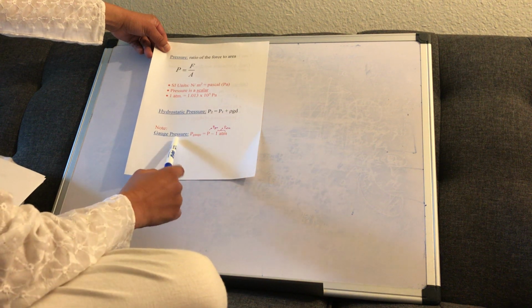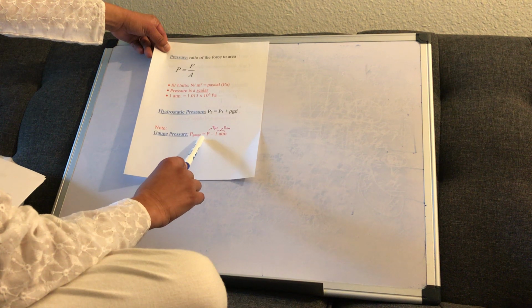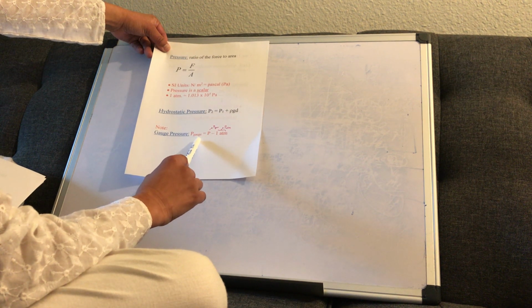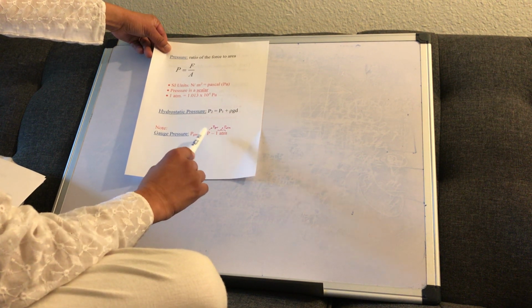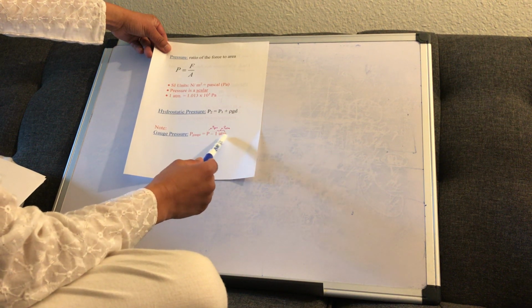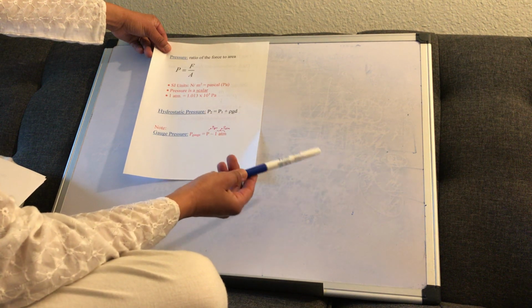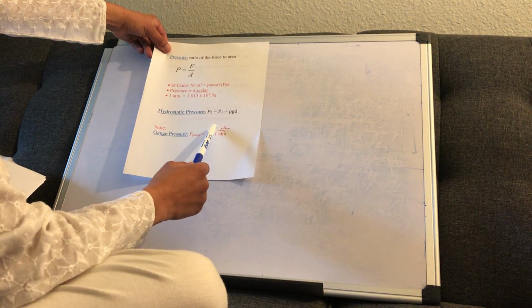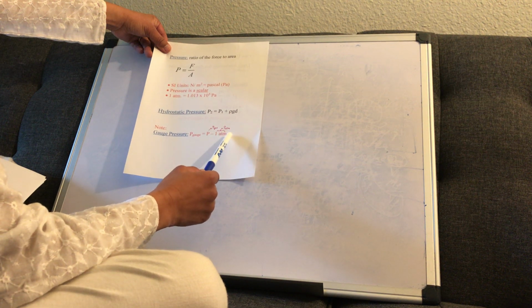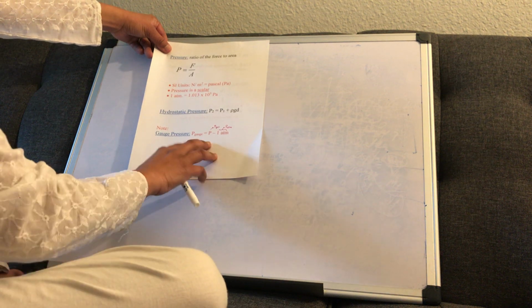We also derived the equation for gas pressure. Gas pressure is the difference between the pressure of the gas and atmospheric pressure. Here it says P minus 1 atm. If we relate it to the equation we derived last time, P is the pressure of the gas, and 1 atm is just P naught or P atmosphere. So that equation gives us the gas pressure.